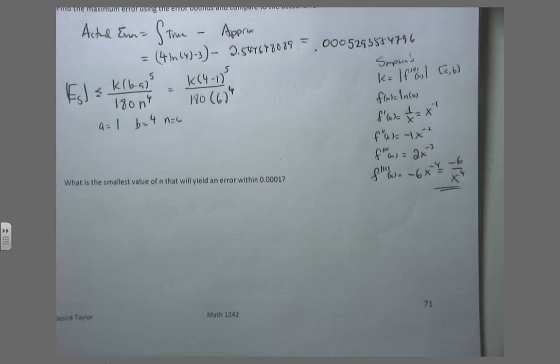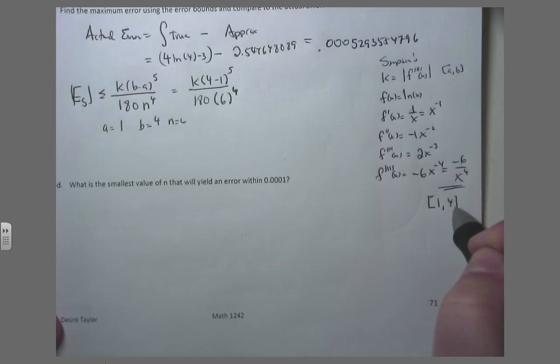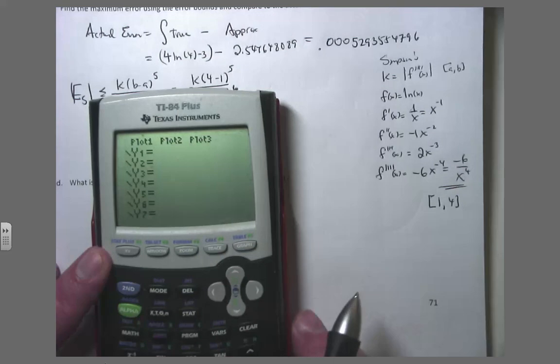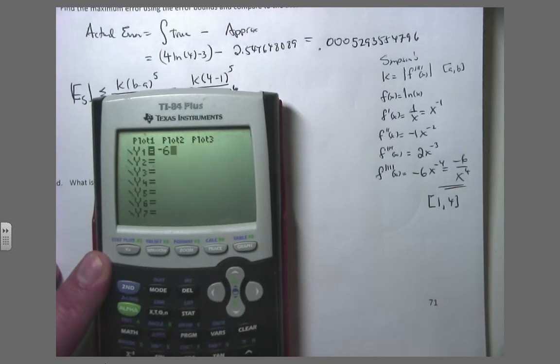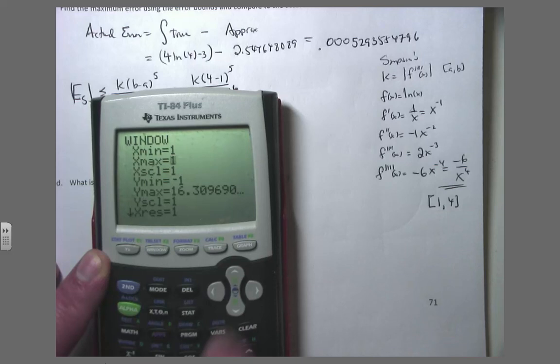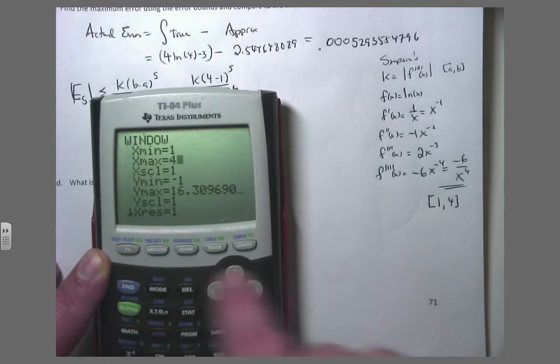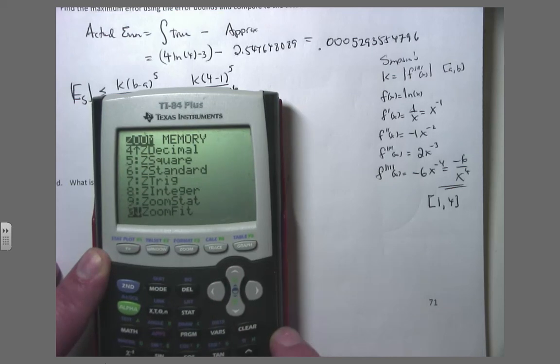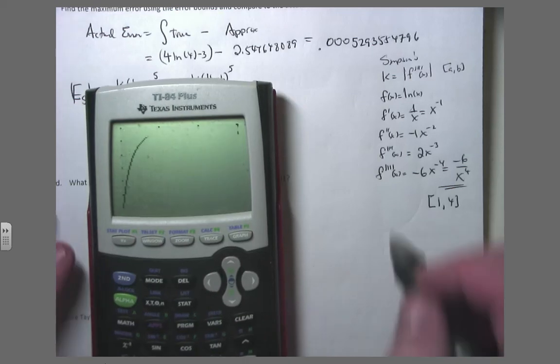I want to find the maximum error, the maximum bound of this over the interval. What is my interval in this problem? Between 1 and 4. So what am I going to do here? I'm going to go to y equals, clear it off, and type in the function negative 6 divided by x to the 4th. And I'm going to hit my window, and my window now is going to be between 1 and 4. Does that make sense? And I'm going to hit that zoom 0 button on the TI-89. Zoom 0, and let the calculator figure it out.